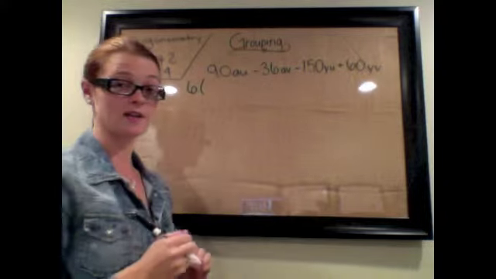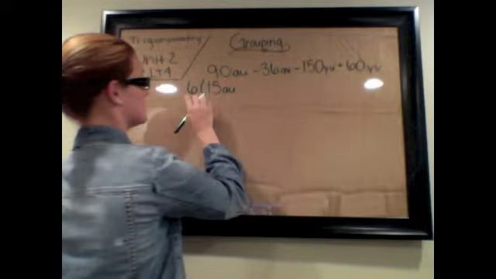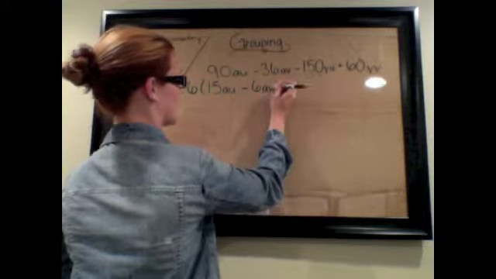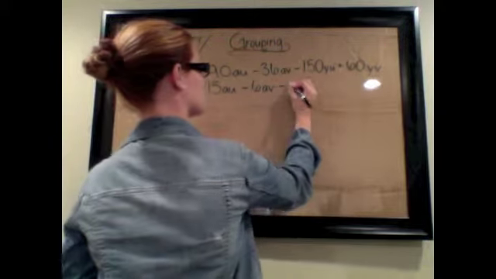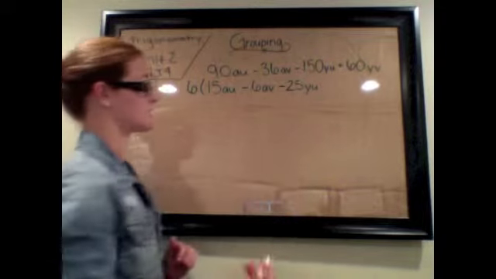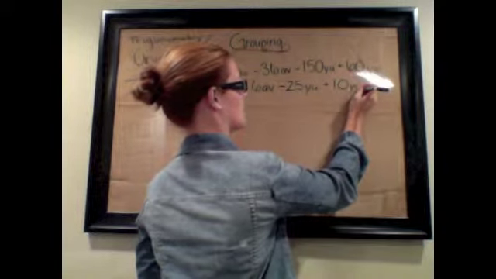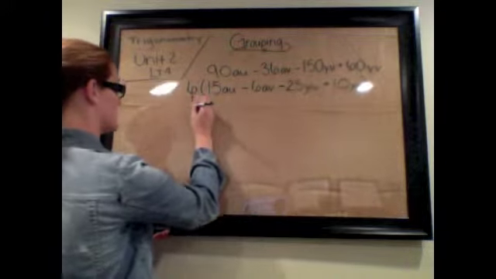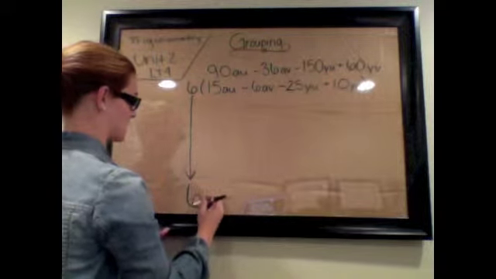6 goes into 90 15 times, leaving me with 15 AU. 6 goes into negative 36 negative 6 times, and I still have my AV. 6 goes into negative 150 negative 25 times, leaving me with negative 25 YU. And 6 goes into 60 10 times, leaving me with plus 10 YV. Okay? So something I remember from Algebra 2 is I'm pulling this 6 all the way down to the bottom because it is going to be a part of my final answer, my final factor.